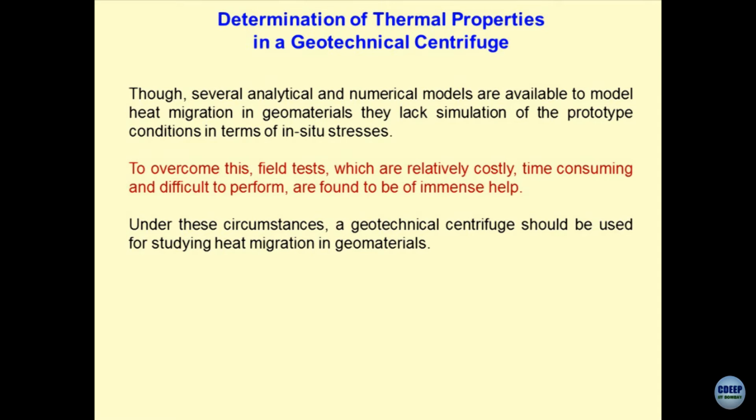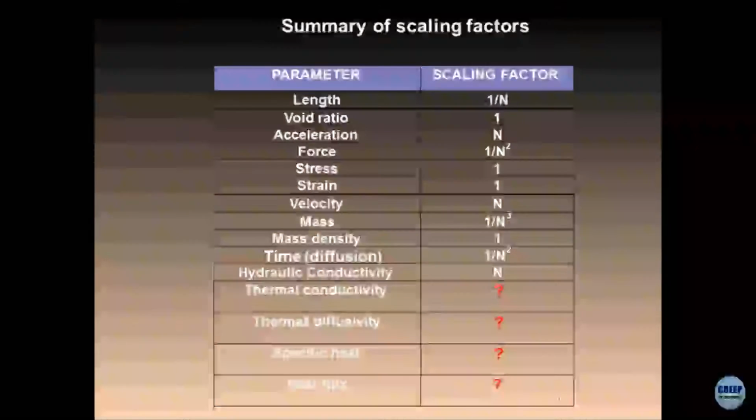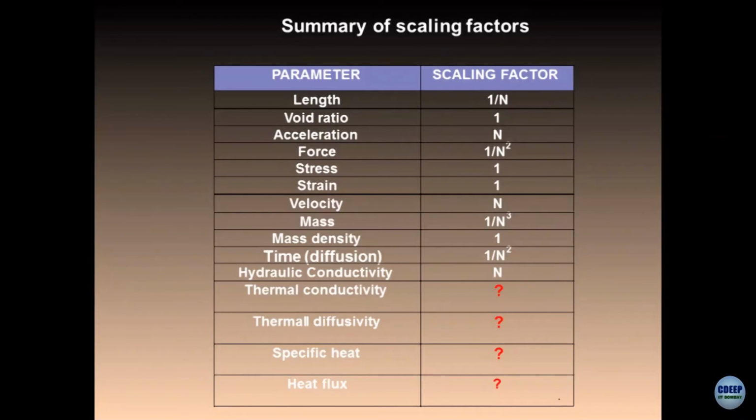We used a small geotechnical centrifuge, and then we wanted to do these tests. This whole exercise was done by my PhD scholar Dr. Krishnaiah. When we started these tests, the scaling factors for length, acceleration, force, stress, strain, velocity, mass, density, diffusion time and hydraulic conductivity were known. In fact, hydraulic conductivity determination was done by another PhD scholar, Professor A.K. Gupta. But we had no clues about how heat migrates in the centrifuge. This was the first effort made by researchers, and that too from my group. So, we were not aware of how these things would get scaled.